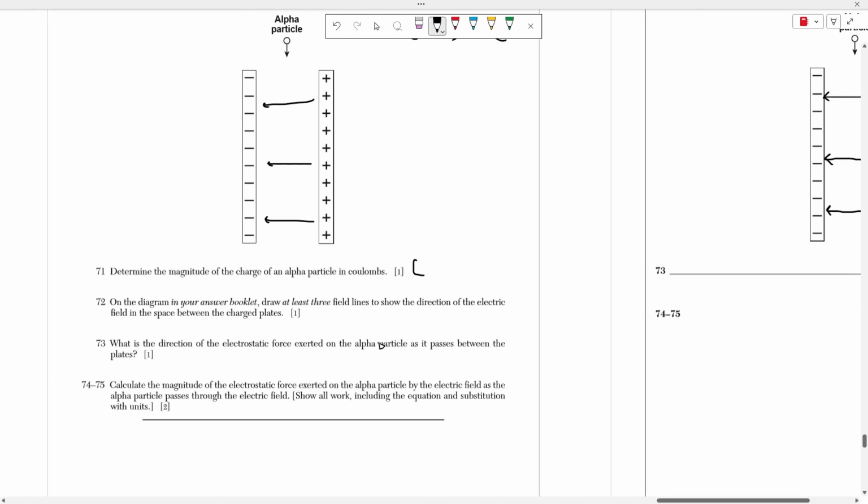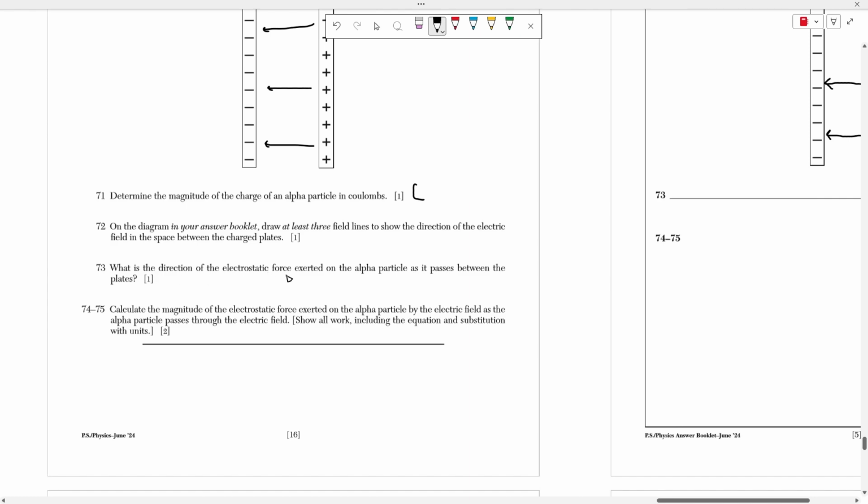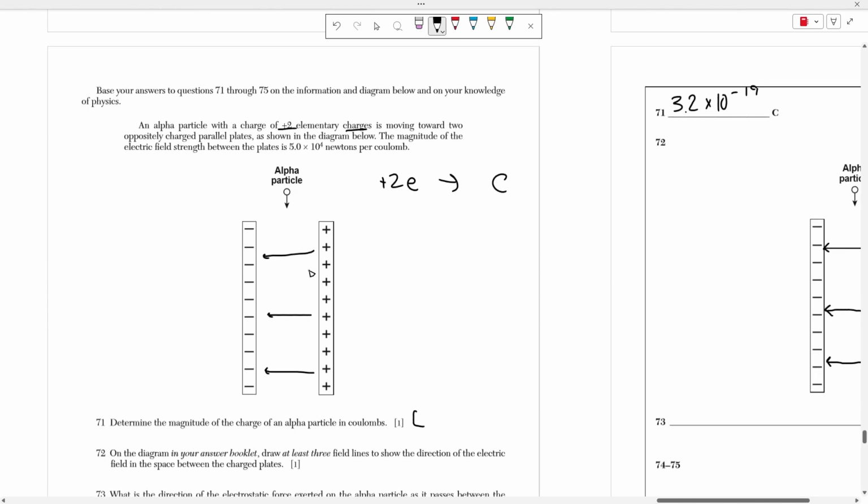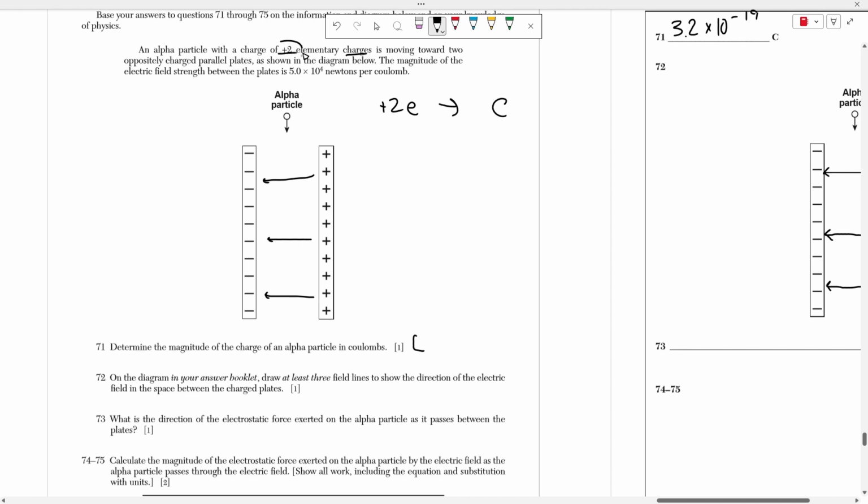Now 73 is asking us what is the direction of the electrostatic force exerted on the alpha particle as it passes through the plates. So this alpha particle has a positive charge, right? It's plus 2 elementary charges. So if you have a positive charge and you know that the direction of the field is from positive to negative, is this plus going to be attracted to itself, or is it going to be attracted to the minus end? Well, if you know anything about electrostatics, you know that likes repel. So this positive charge wants to get away from this positively charged plate, and opposites attract. So it wants to get closer to this negative plate. So it's going to be pulled towards and move towards the negative plate.